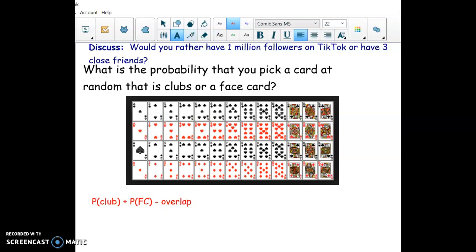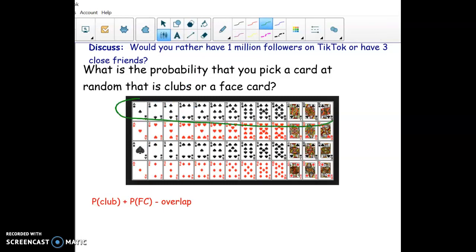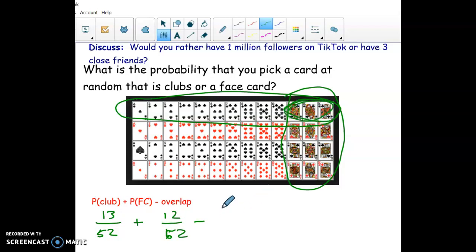So my clubs, I'll try to highlight them here. Clubs are these little flower thingies, right? And there are 13 out of 52 cards that are clubs. Okay, and then my face cards are all these ones right here. So that's 12 out of 52. And then the overlap would be these three right here that are both clubs and face cards. So they got counted twice, so we subtract them off.